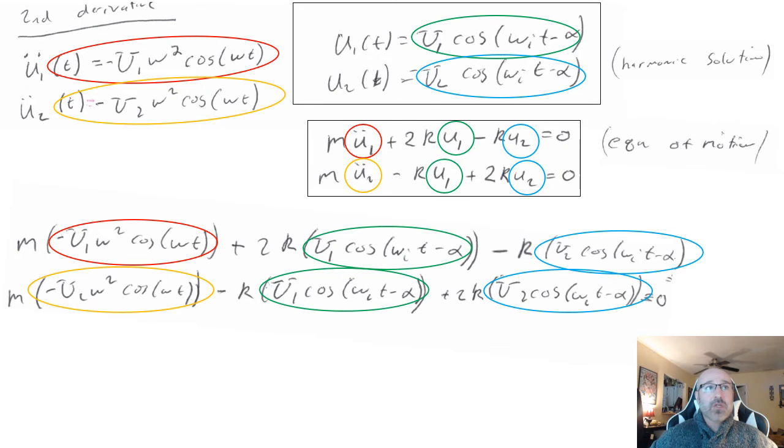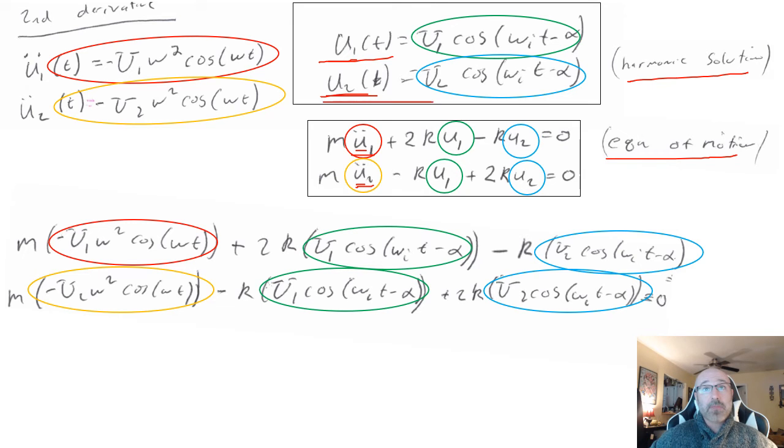The first thing we should notice as we go to plug our harmonic solution into our equations of motion is that we have a u double dot term in both of our equations of motion, for mass 1 and for mass 2. What we need to do from our harmonic solutions is take the second time derivative of each of those, for u1 and for u2, in order to get the u1 double dot and u2 double dot to plug into our equations of motion. So we do that here.